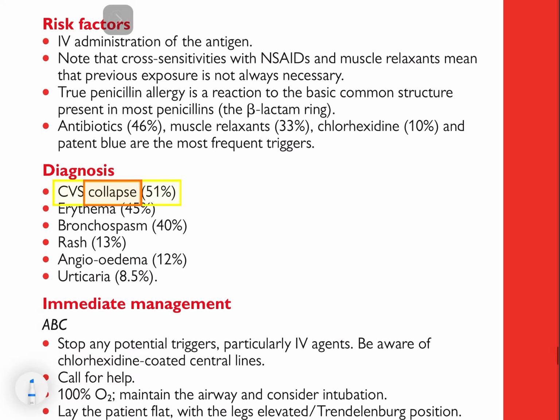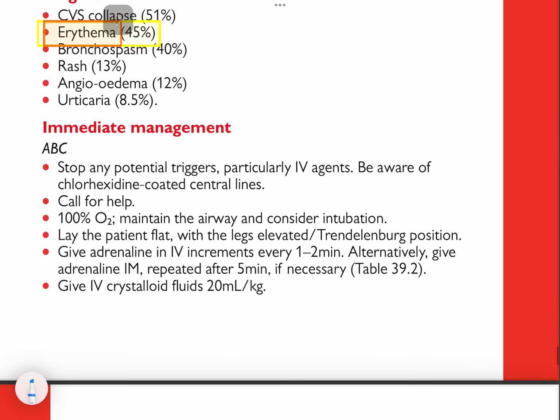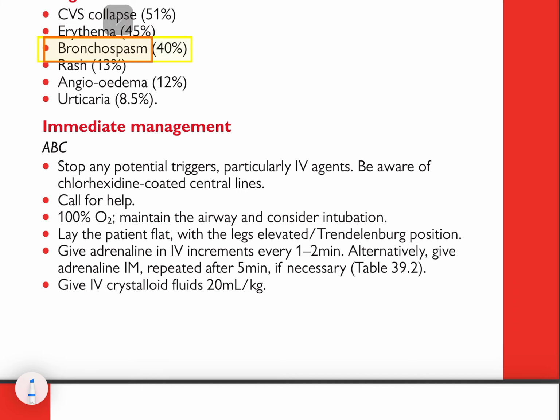Diagnosis: CVS collapse 51%, erythema 45%, bronchospasm 40%, rash 13%, angioedema 12%, urticaria 8.5%.